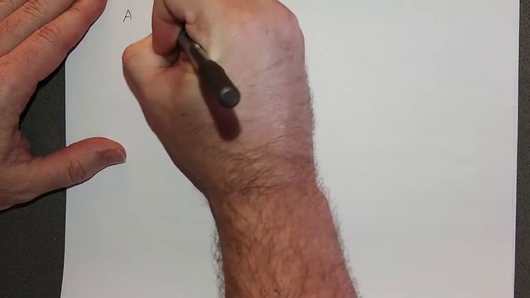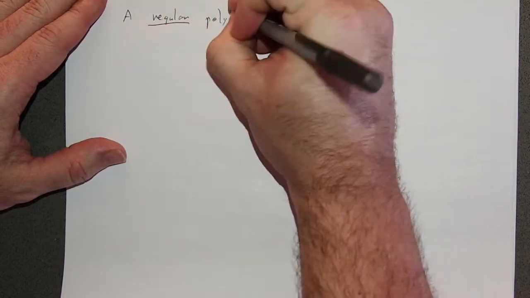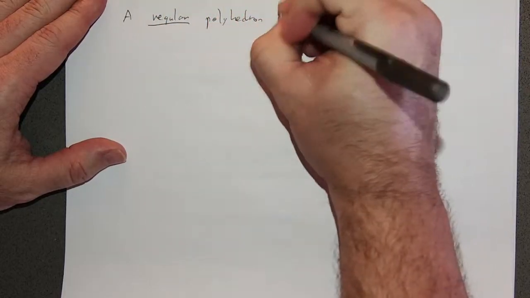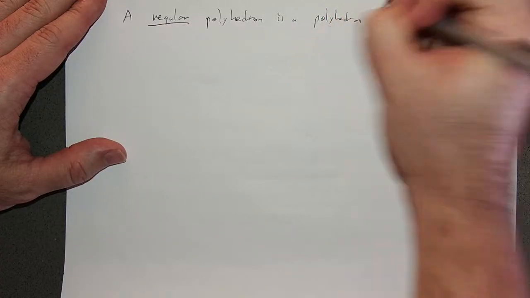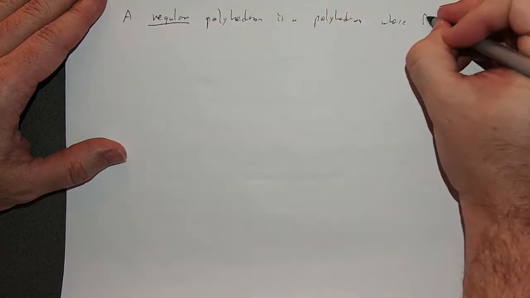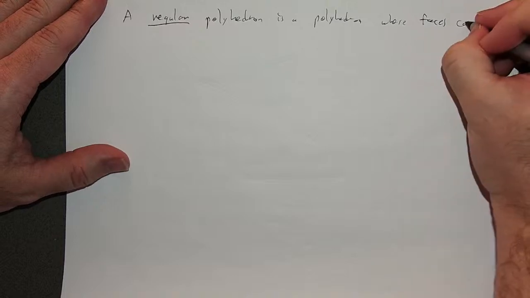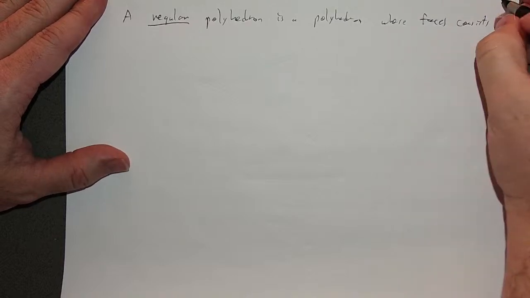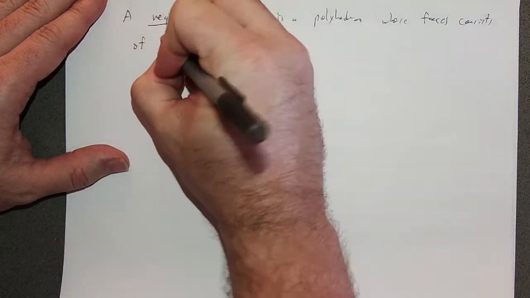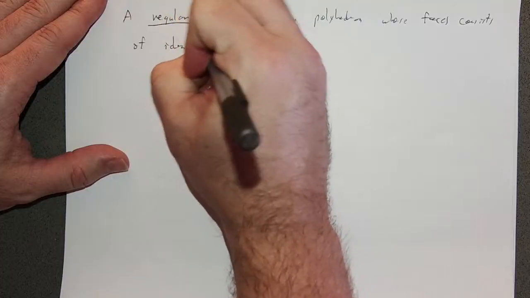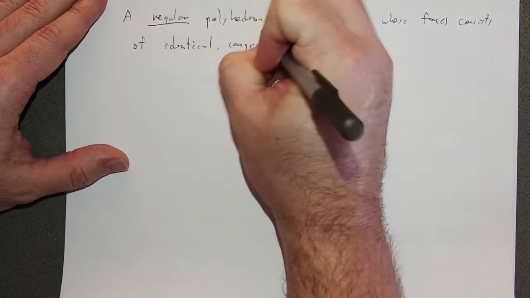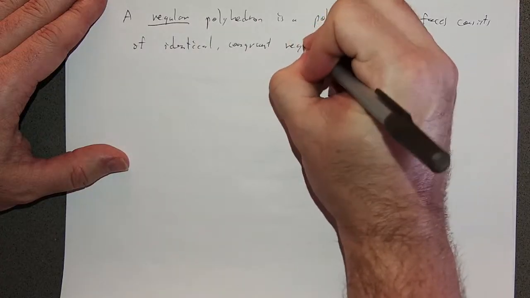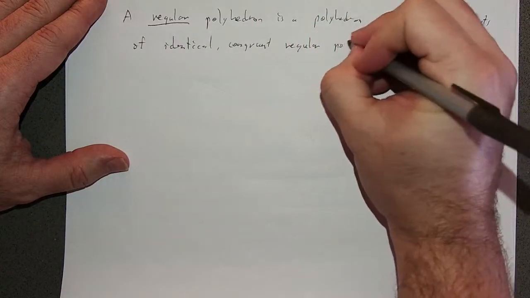regular polyhedron is a polyhedron whose faces consist of identical, congruent, regular polygons.